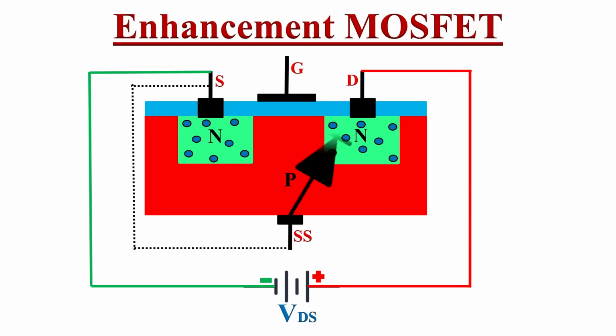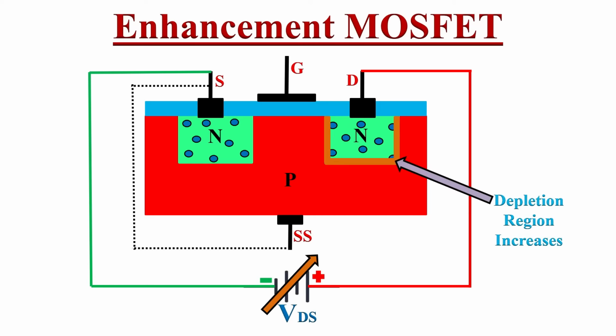Moreover, the PN junction between substrate and drain will be reverse biased because of the applied positive voltage at N-type drain and applied negative voltage at P-type substrate. Hence, as we increase the voltage VDS, the depletion region between the drain and substrate will increase due to reverse bias action of drain and substrate PN junction.